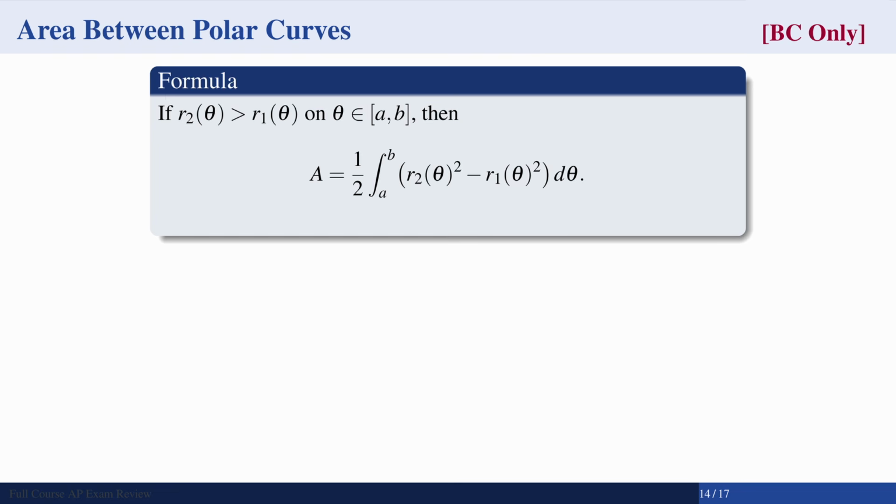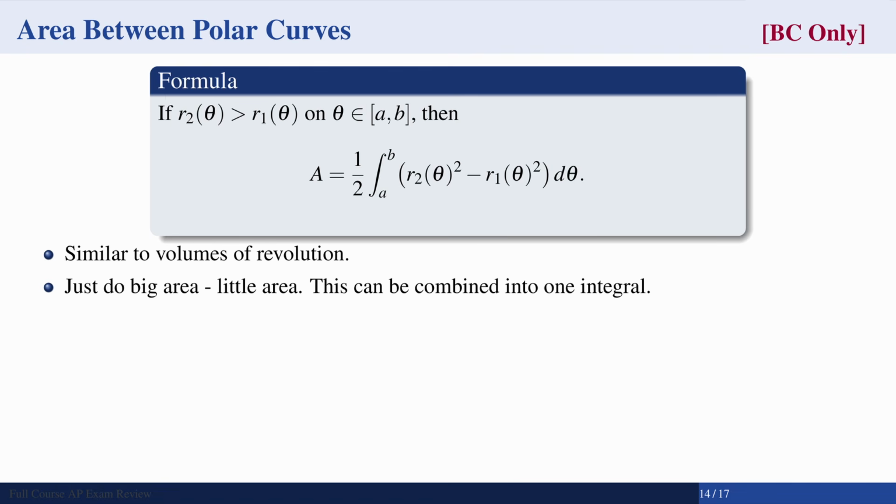You might look at that and say, this reminds me of volume. It reminds me of volume as well. It's basically the same idea, except instead of a pi in front, you have a 1/2 in front. Keep that in mind, file it away. You're always just doing big area minus little area.